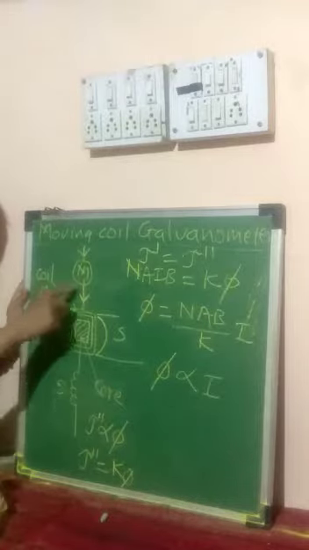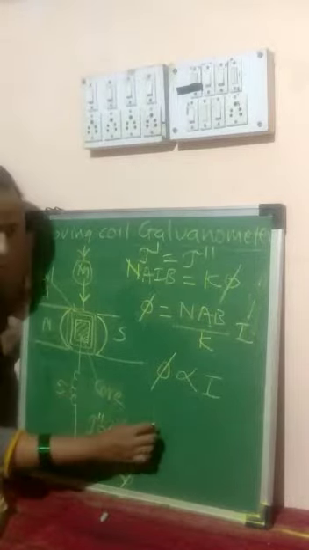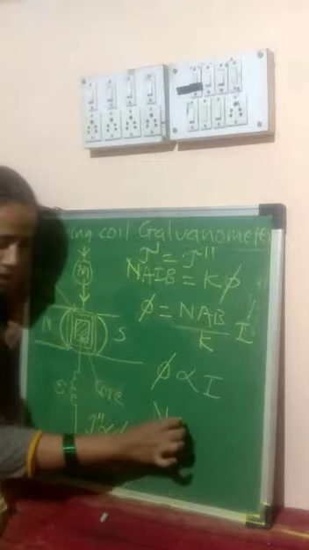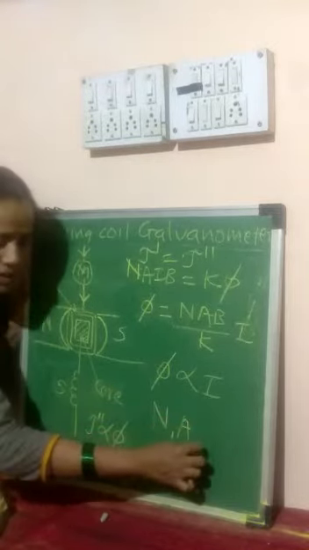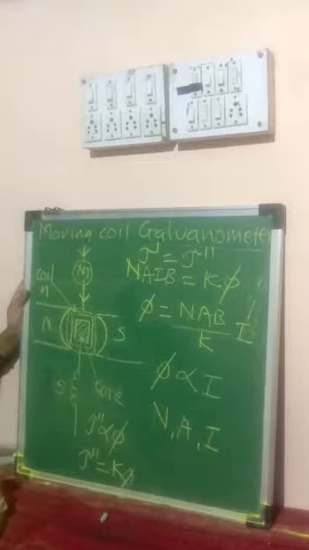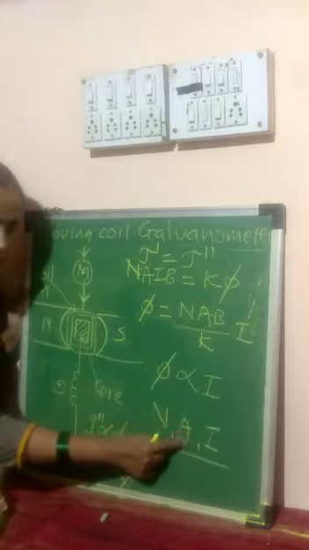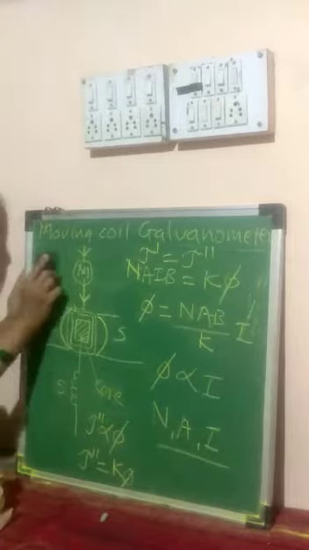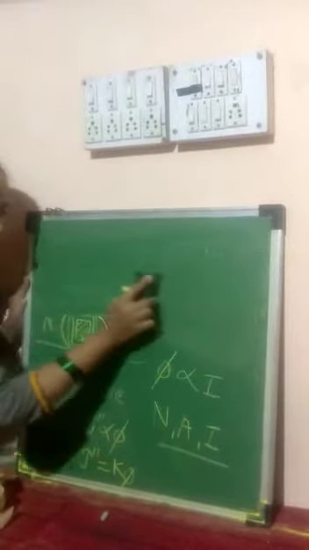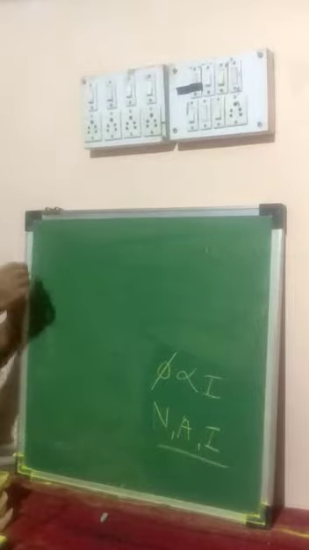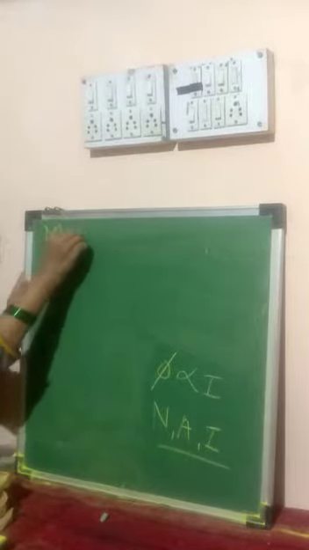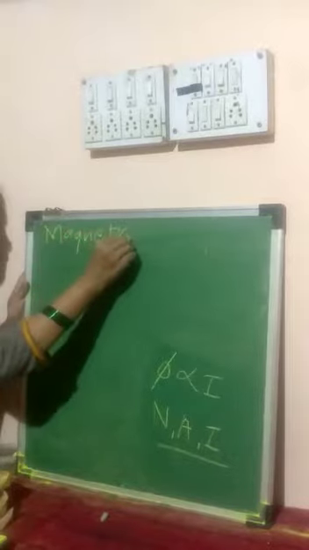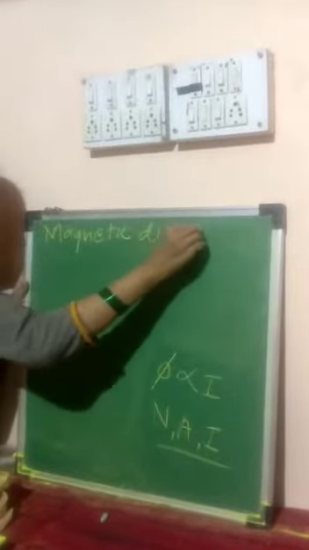Now in that, this coil consists of number of turns N, the area of that coil is A, and the current flowing through that coil is I. So from these three physical quantities, that is number of turns, area and current flowing through that coil, you will get one of the physical quantities which you already studied in 11th, which is called the magnetic dipole moment.